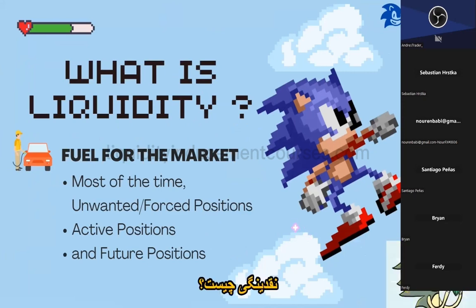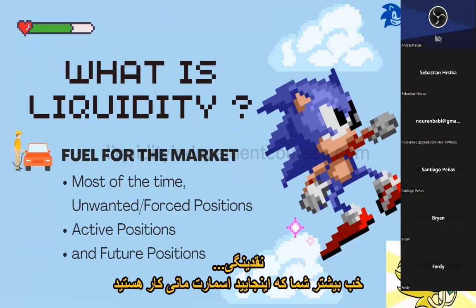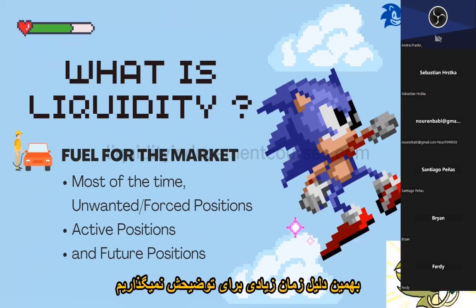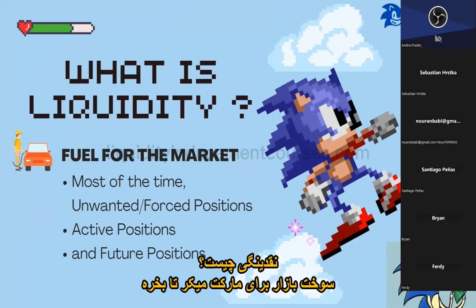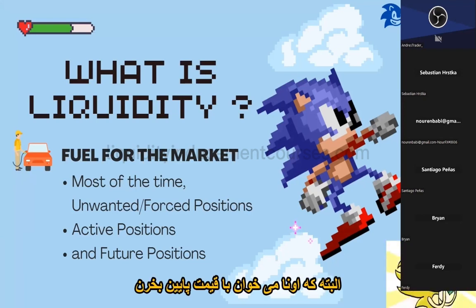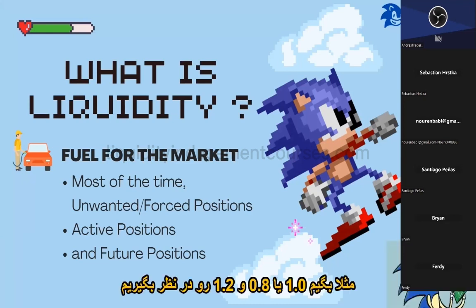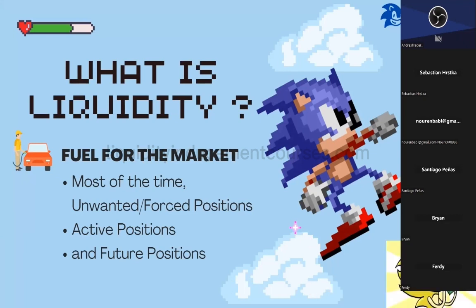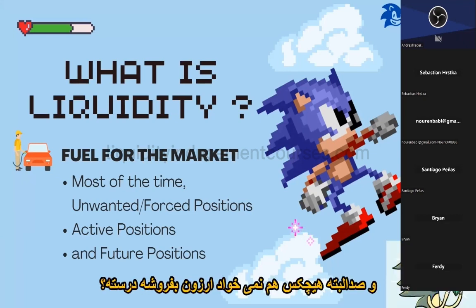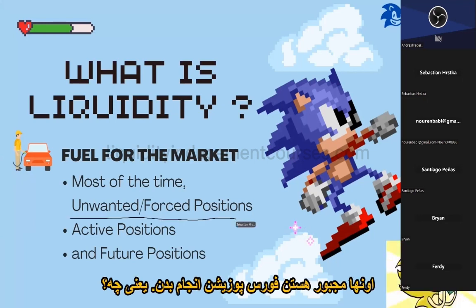What is liquidity? So most of you guys here are from SMC, so we are not gonna spend that much time explaining it. But what is liquidity? Fuel for the market. If market maker wants to buy, of course they want to buy from a cheap price, right? And for that, let's say 1.0, 0.8, and 1.2. And they want to buy at the cheapest price. So of course, nobody's gonna sell that cheap, right? For no reason, or short that cheap. So they have to force positions.